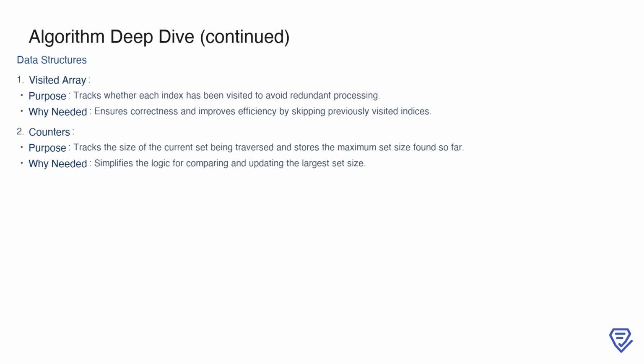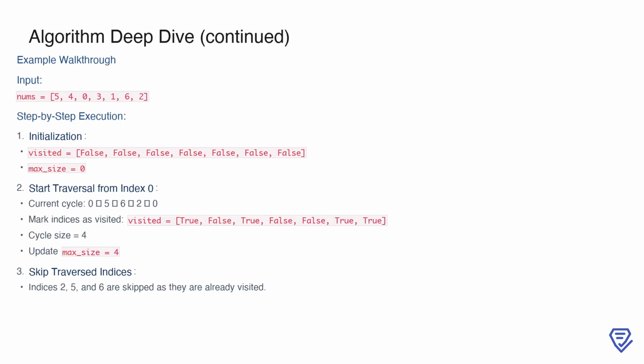These counters simplify the process of comparing and updating the maximum set size, ensuring the algorithm remains straightforward and easy to implement. To better understand the algorithm, let's walk through an example with the input array nums equals 5, 4, 0, 3, 1, 6, 2. First, we initialize the visited array to false, false, false, false, false, false, false, and set max_size to 0.